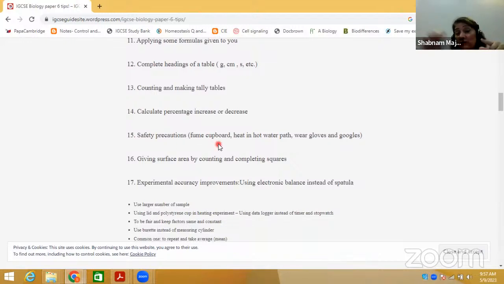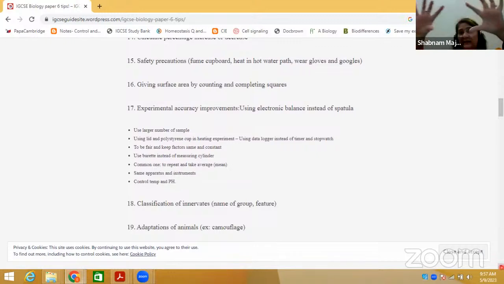Safety precautions: fume cupboard, heat in a hot water bath, wear gloves and goggles, which are also important, depending on what type of apparatus you are using. I will come to the specimen papers, where they were asking about polystyrene, why we use it, because it insulates heat. So you must have done those questions in that paper as well. Giving surface area by counting and completing squares. That came up again: surface area by completing squares, whether it's an insect or a leaf, whatsoever.